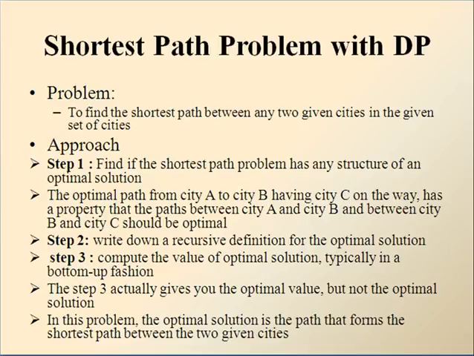Step 2. Write down a recursive definition of the optimal solution. Step 3. Compute the value of the optimal solution, typically in a bottom-up fashion. Step 3 gives you the optimal value, not only the optimal solution. In this problem, the optimal solution is the path that forms the shortest path between two given cities.